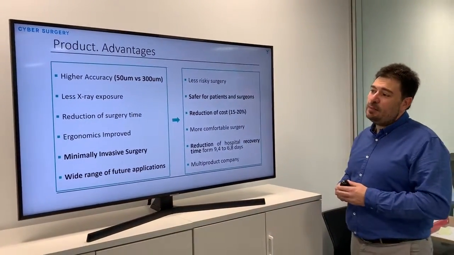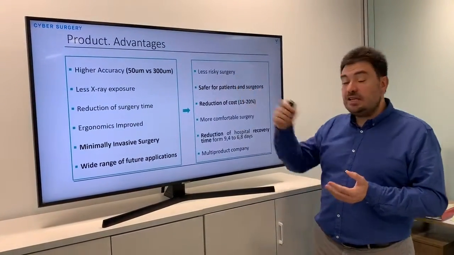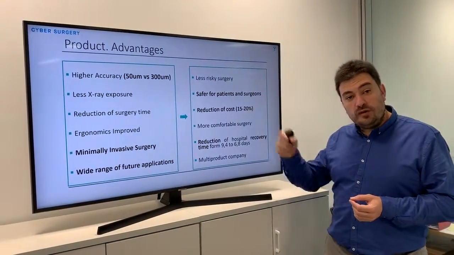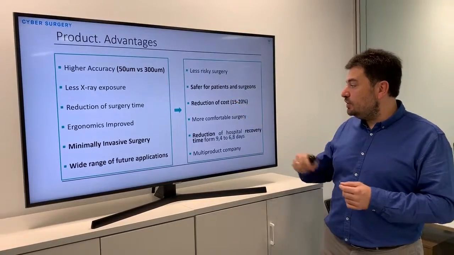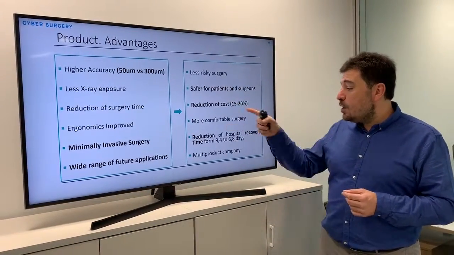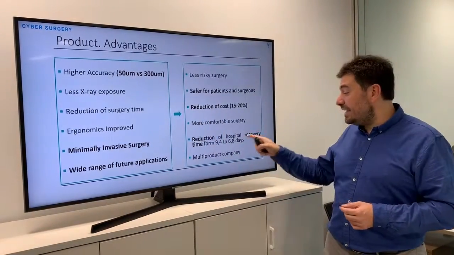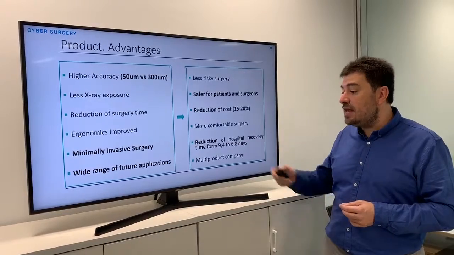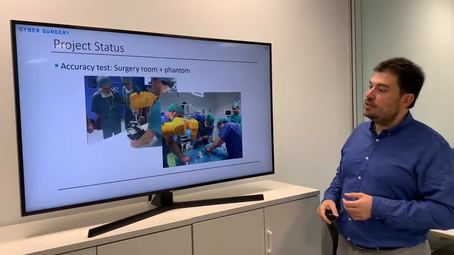So there are several advantages. Better accuracy than our competitors, so it's less risky, it's safer for patients and surgeons. We reduce the cost because we reduce the time of the surgery between 15 and 20%. Because it's a minimally invasive surgery, we reduce the time in the hospital from 9.4 to 6.8 days, and it's a technology that allows us future applications.